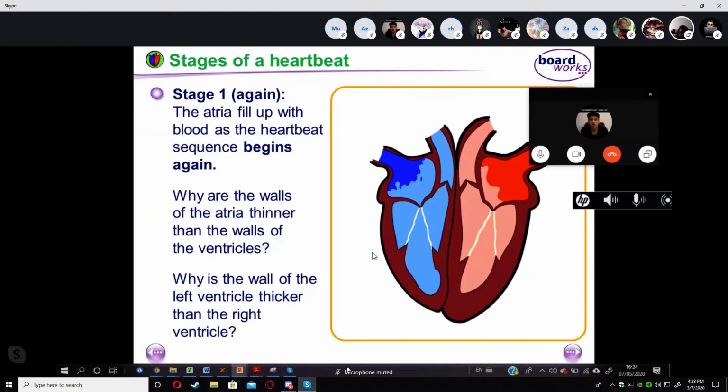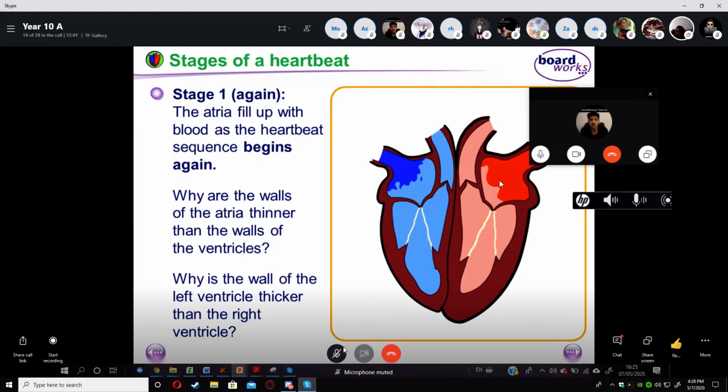stages of heartbeat. Now, tell me, why are the walls of the atria thinner than the walls of the ventricles? Why are the walls of atria thinner than the walls of the ventricles? Somebody give me an answer, please.